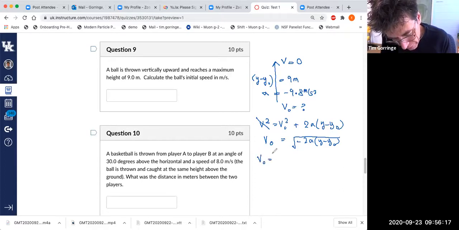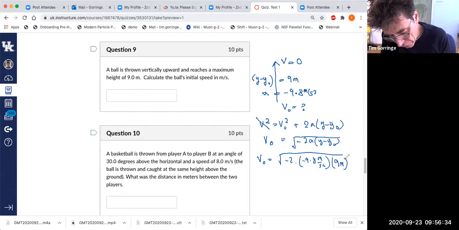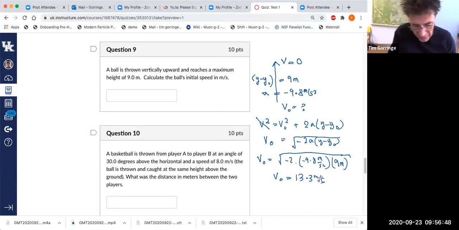And if we fill in the numbers, we've got minus 2 times an acceleration that itself is negative, times the distance the ball rose into the air, 9 meters. The 2 minuses make a positive, so we can take the square root. And if you calculate this number, I got 13.3 meters per second. And so that's the solution to that one.